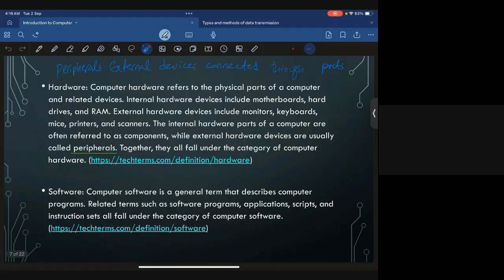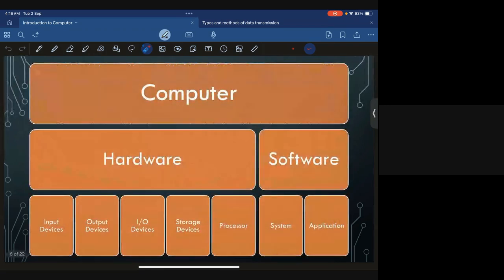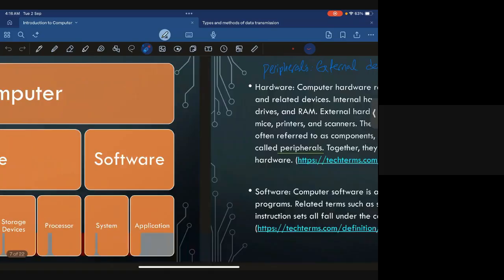Getting back to a core part. So peripherals is what we're talking about. Peripherals are referred to as all external devices connected through ports are known as peripherals. That could be input or output devices, as in a keyboard, a mouse, a touchscreen, a printer, and so on and so forth. So all of these are considered as peripherals. Moving on further. So hardware contains input devices, output devices. We'll get to that shortly.